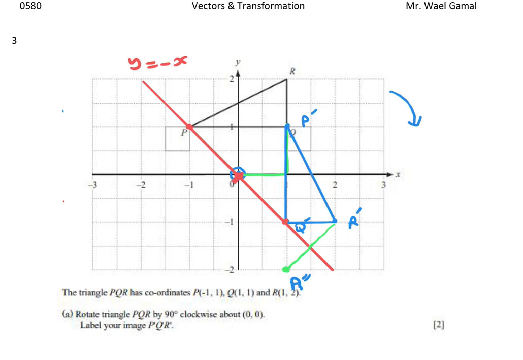What about this point? Sir, it's 2 diagonals. Yes, so 2 diagonals on the other side. So this is B double dash. Now join them. So this is the image by reflection on the line y equals negative x. So this is the new triangle, by reflection on the line y equals negative x.